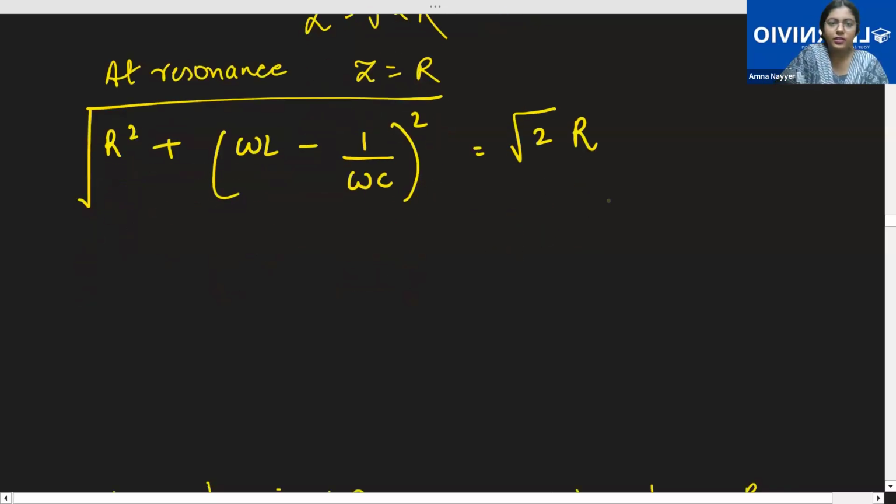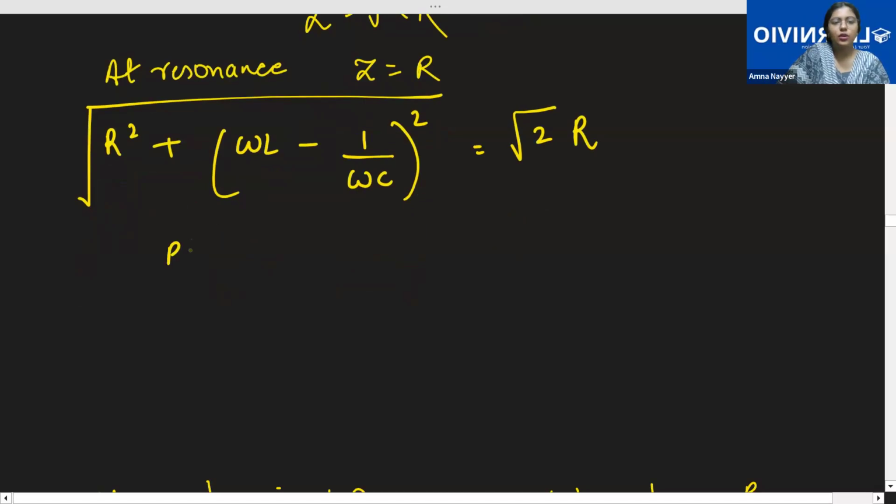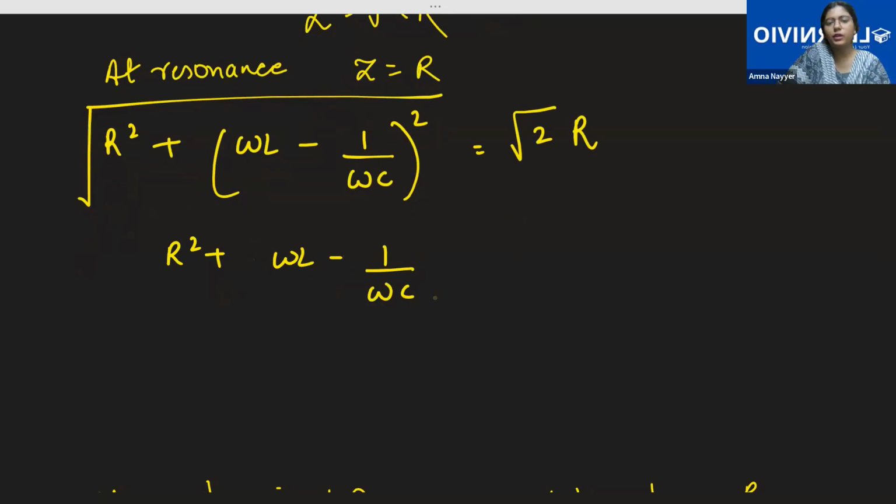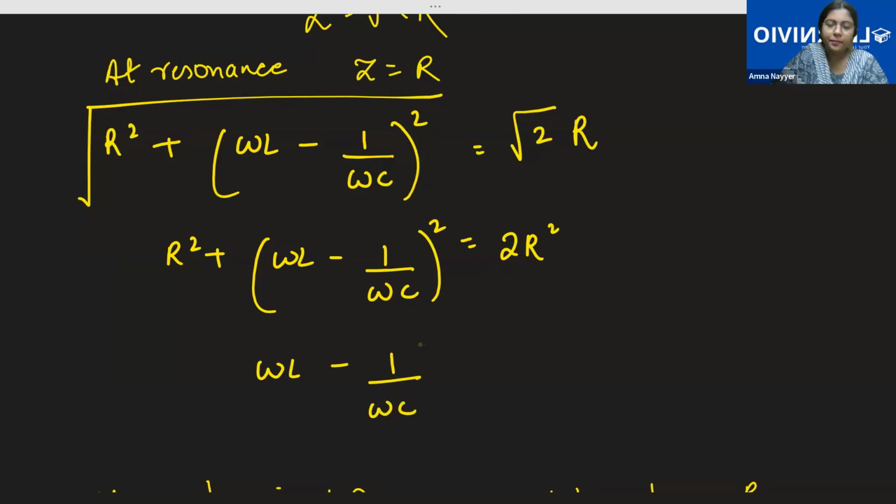Now let's square both the sides. So R square plus omega L minus 1 by omega C whole square is equal to 2R square, if I square both the terms, LHS and RHS. Now see, if this R square goes on the opposite side, we'll get omega L minus 1 by omega C whole square is equal to 2R square minus R square, that gives R square.